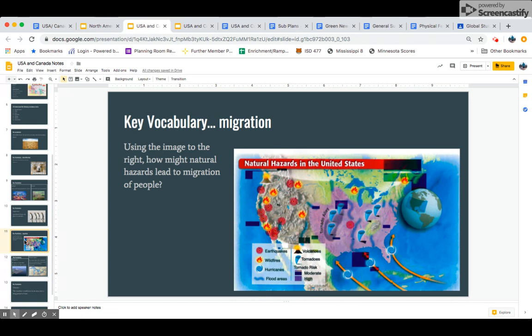So looking at migration, here are some natural hazards in the United States. And you're going to be using this graph in an assignment here in a couple days. But using the image to the right, how might natural hazards lead to migration of people? Take a second to write an answer down. So how might natural hazards lead to migration of people?